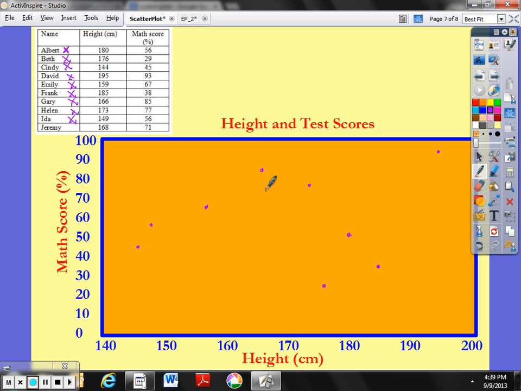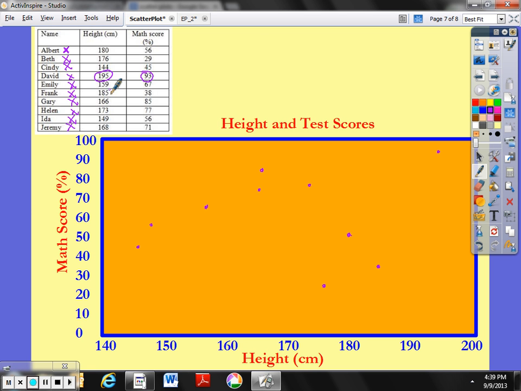Now, as I look at this, I see the dots, the points, the plots are very spread out. They're all over this scatter plot. So to me, there is no correlation between your height and what you're getting on a math score. And to kind of even look at the data, I see that David was the tallest kid and he had the highest score. Okay, so maybe as your height increases, your score will increase. So that'd be a positive correlation.